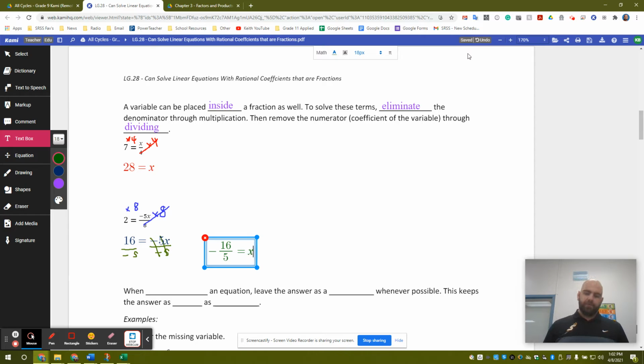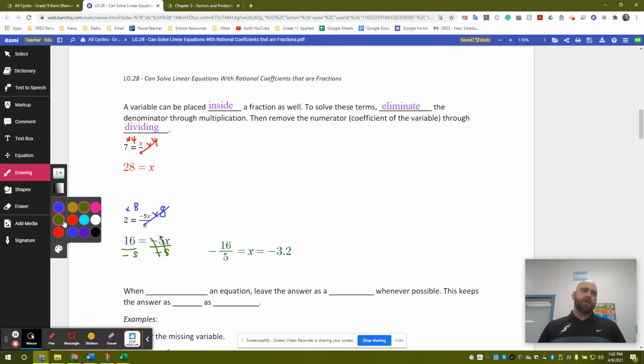Now, if you change that into a decimal, negative 3.2, that works as well because it is an ending decimal. It's a nice decimal, so we could leave it as a decimal as well. But if we have repeating, leave it as a fraction. That's a really great answer right there. Leaving it as a fraction.